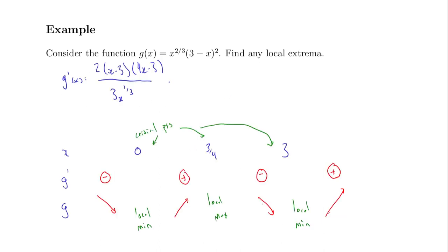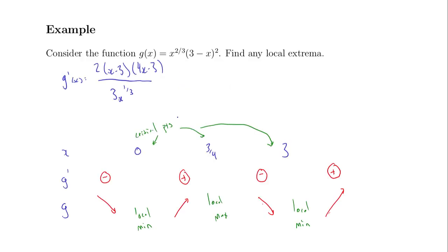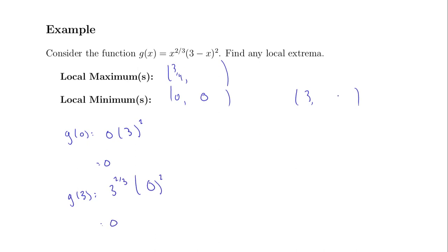So our local maximum was at 3/4. I'll have to find the y value for that in a sec. Our local minimum we said was at 0 and 3. And again, I'll find the y value. So let's go ahead and find these things. I think I already have them from when we did the absolute maxes and absolute mins, but let's just do it really quick. G of 0 is going to be 0 times 3 squared, so that's 0. So 0, 0 is a local minimum. G of 3 is going to be 3 to the 2/3 times 0 squared. That's 0, so this one's easy.